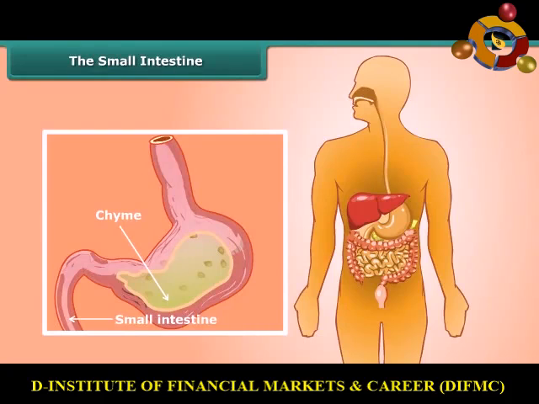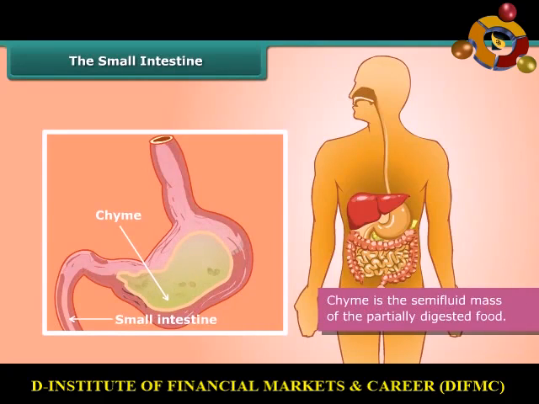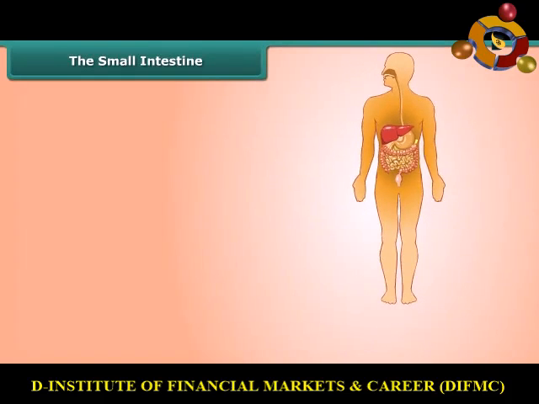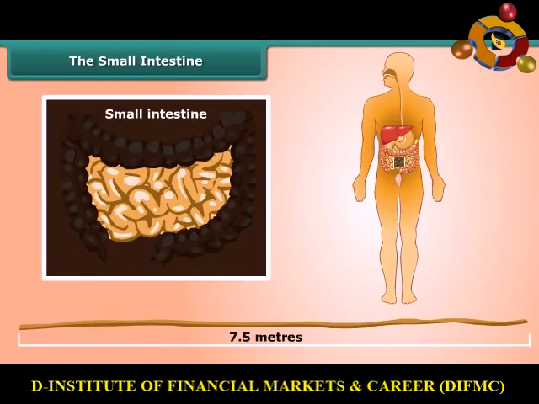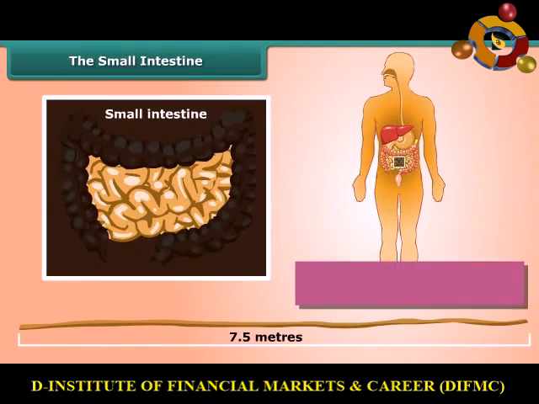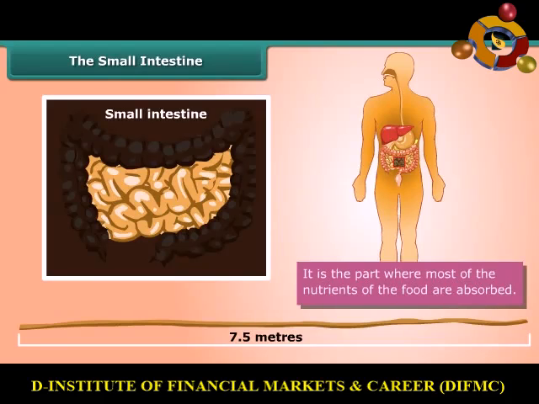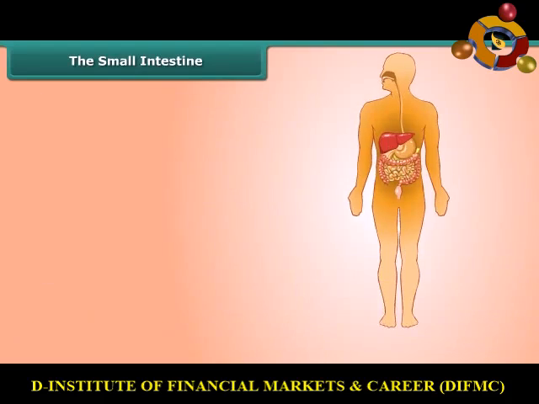After about 4 hours in the stomach, food changes to chyme and moves into the small intestine. The small intestine is the longest part of our digestive system. It is about 7.5 meters long and highly coiled in structure. It is the part where most of the nutrients of the food are absorbed.